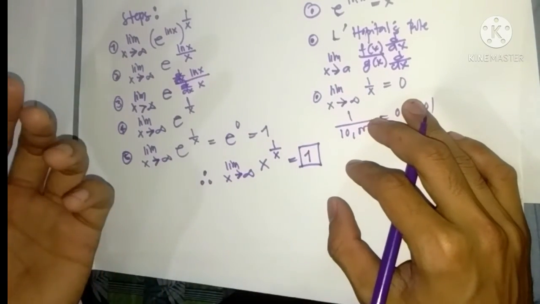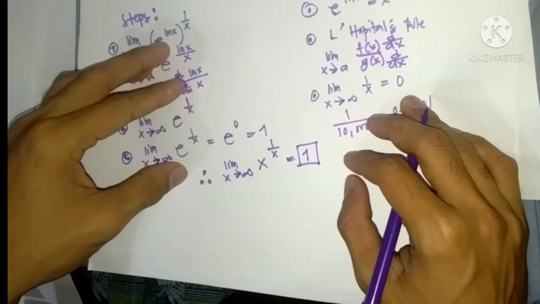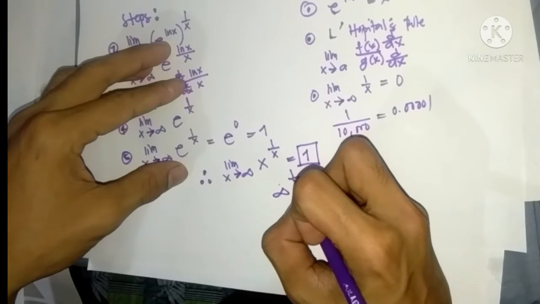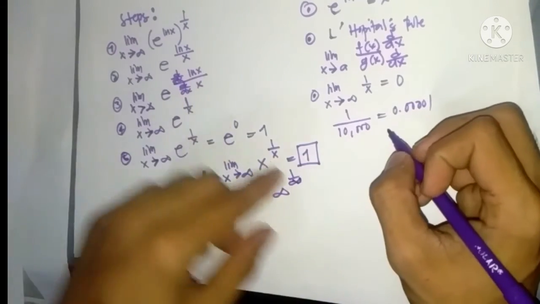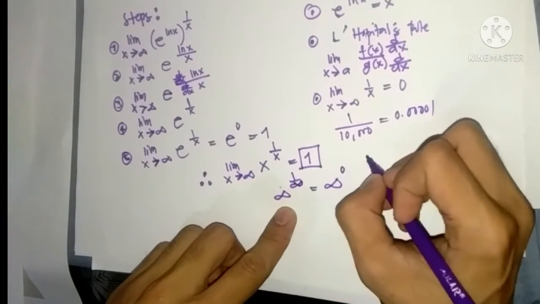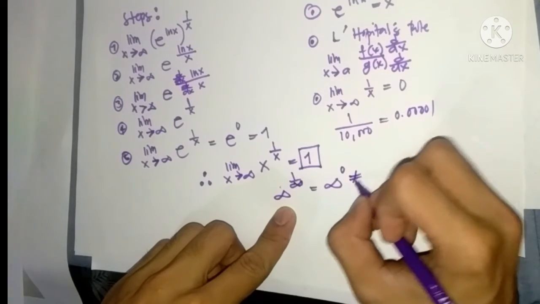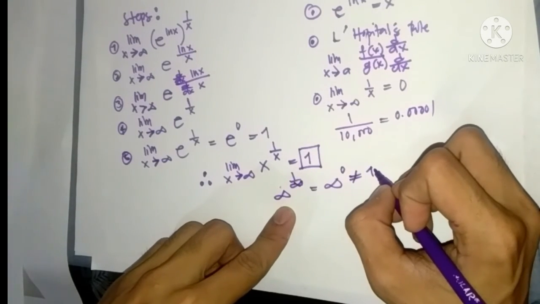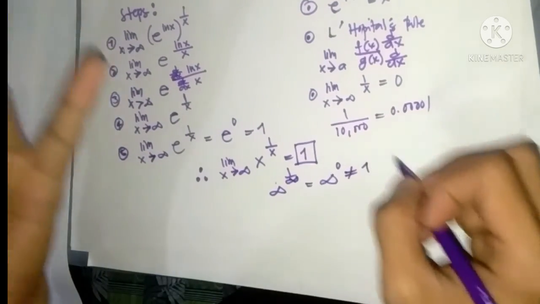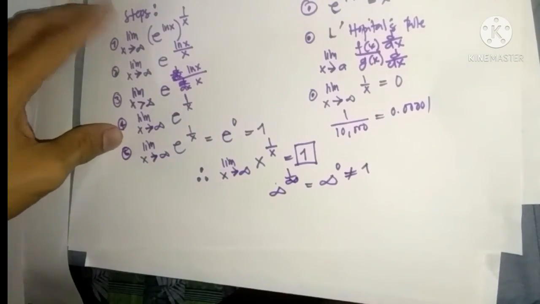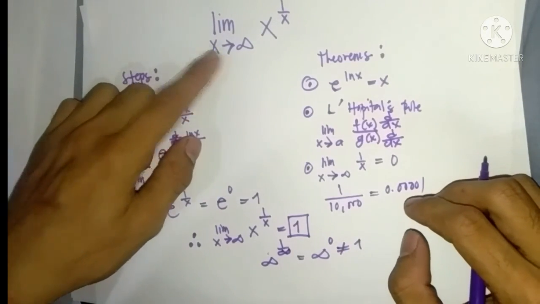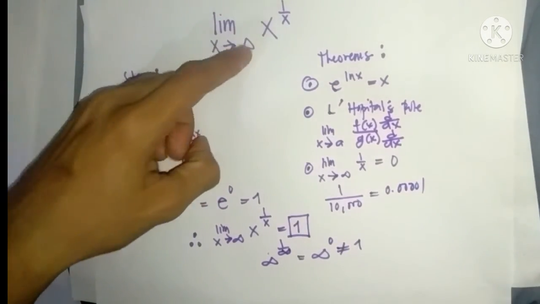So, bakit hindi natin pwedeng i-direct substitute yung infinity? Because if we substitute in infinity raised to 1 over infinity, we all know that 1 over infinity is equal to 0. So, infinity raised to 0 will not be equal to 1. So, kailangan nyo pa rin gamitan ng mga theorems, mga factor para magawa nyo yung proseso ng pag-evaluate ng limit as x approaches infinity of x raised to 1 over x. Yun lamang.